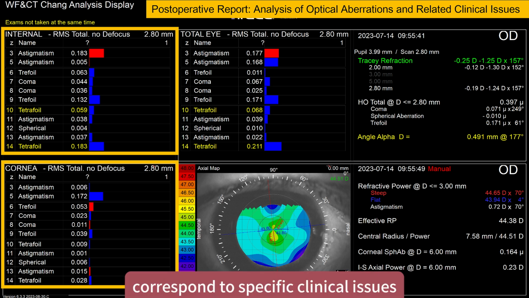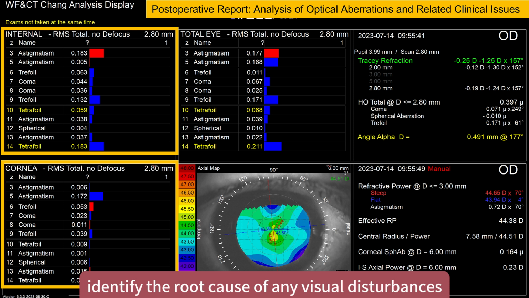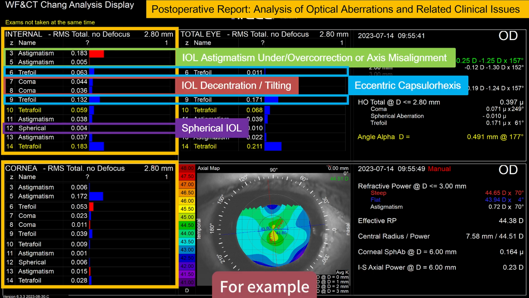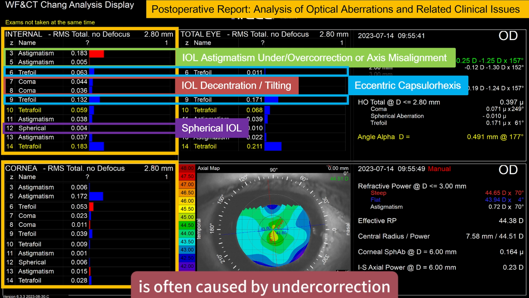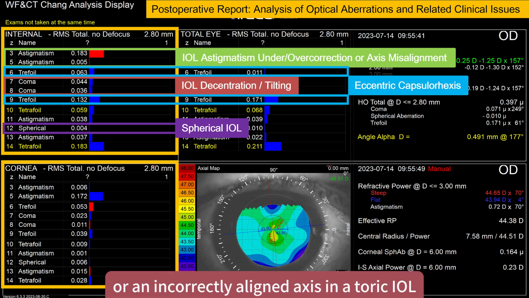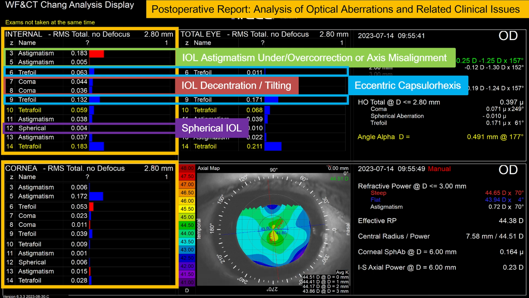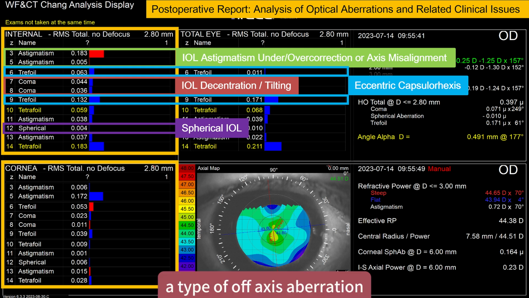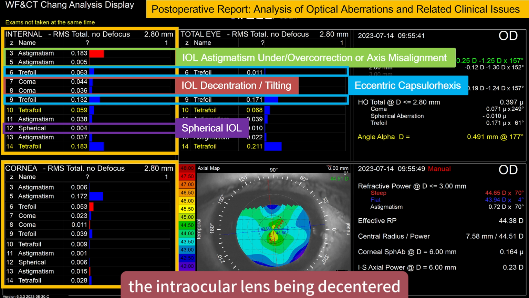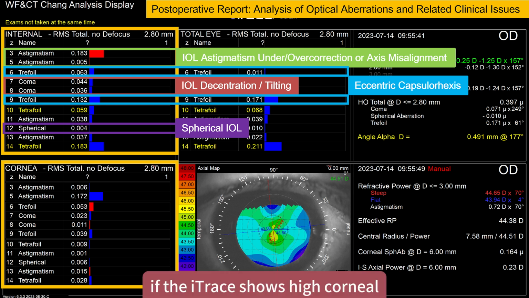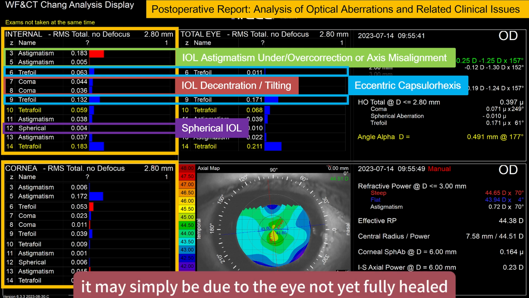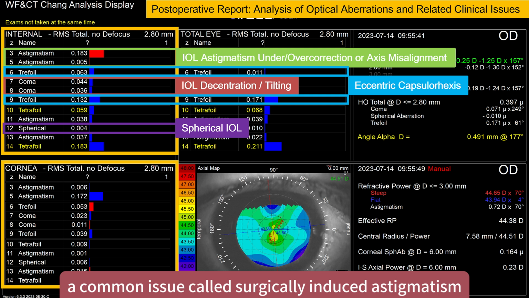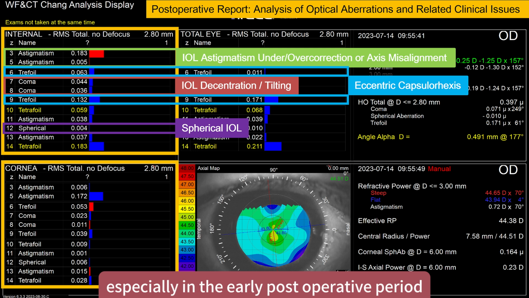Different types of aberrations correspond to specific clinical issues, and understanding these connections helps us identify the root cause of any visual disturbances. For example, intraocular astigmatism, astigmatism inside the eye, is often caused by undercorrection, overcorrection, or an incorrectly aligned axis in a toric IOL. Intraocular coma, a type of off-axis aberration, is typically the result of the intraocular lens being decentered or tilted. If the iTrace shows high corneal astigmatism after surgery, it may simply be due to the eye not yet fully healed, a common issue called surgically induced astigmatism, especially in the early postoperative period.